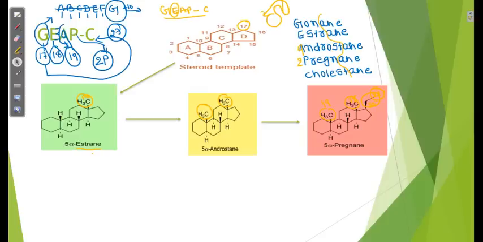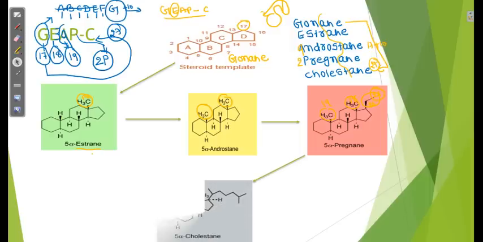So these are the basic root of the steroidal template, that is gonane. This is what? This is gonane. Then we have estrane, then androstane, then pregnane. From pregnane, we move to the last, that is 17 plus 10, that is 27. So I can say that it is nothing but cholestane.